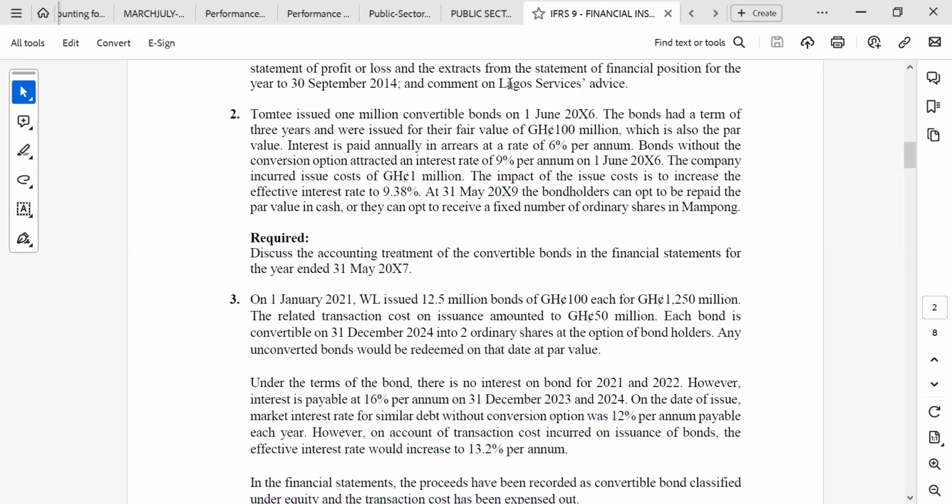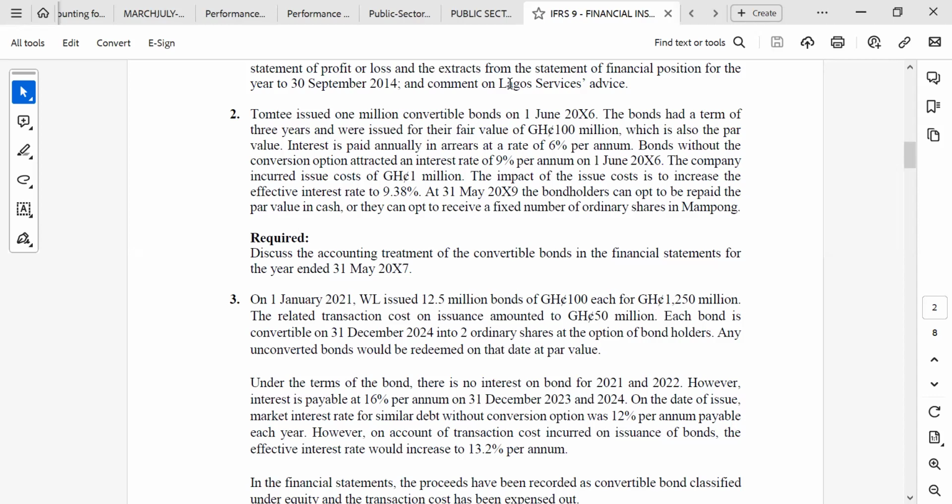At 31st May 20x9, the bondholders can opt to be repaid the par value in cash, or they can opt to receive a fixed number of ordinary shares in Mampon. Required: Discuss the accounting treatment of the convertible bond in the financial statements for the year ended 31st May 20x7.